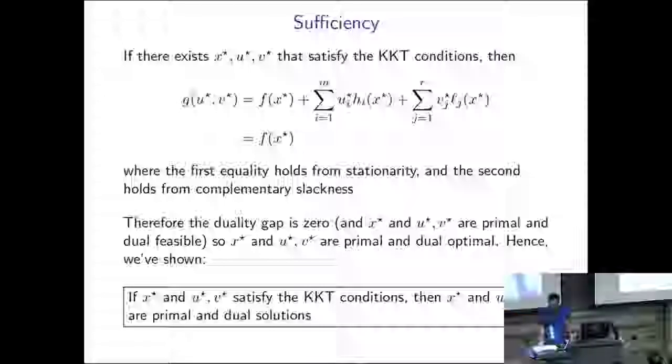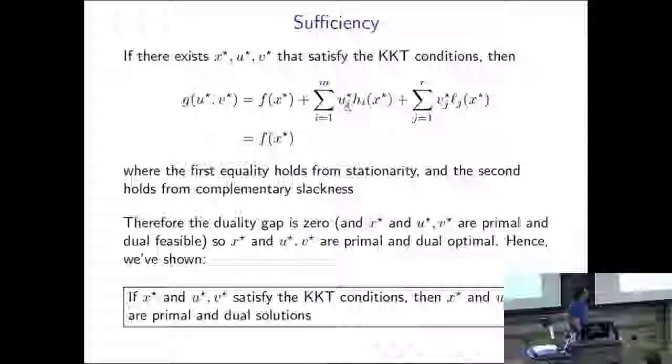Stationarity is this statement. By subgradient optimality, we know that means the Lagrangian, fixing u star and v star where they are, is minimized at x star. So that exactly means that the dual function, which is the minimum of the Lagrangian, is equal to the Lagrangian at x star. That's the statement.